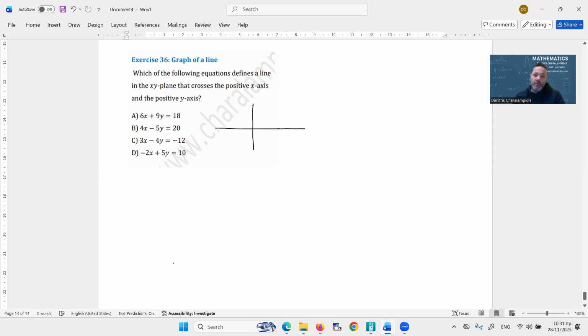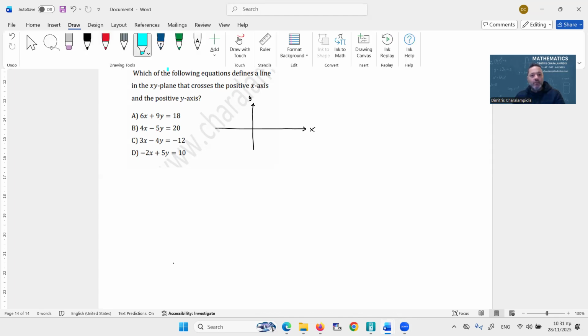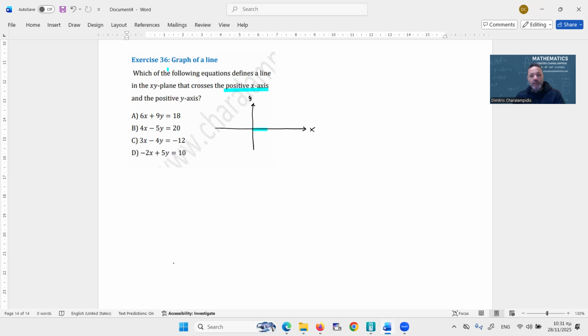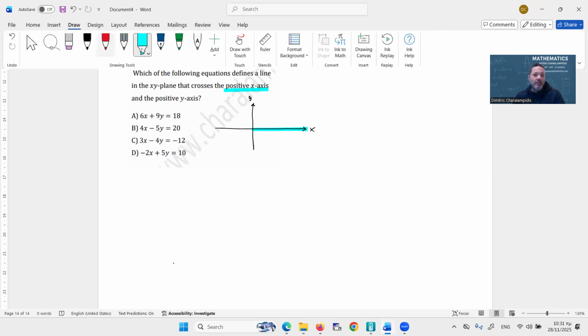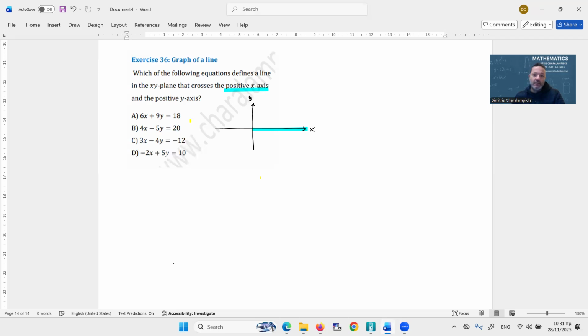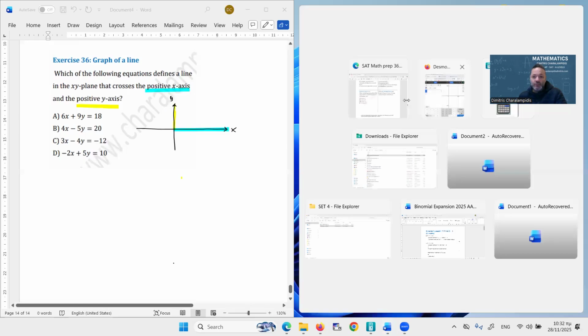We have the xy plane, this is y and this is x. The positive x-axis is this, while the positive y-axis is that. So we need to find which line of these suggested four crosses these two specific parts of my axis. We need to draw, so what's better than using Desmos?